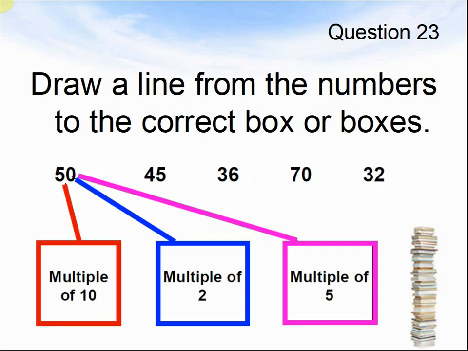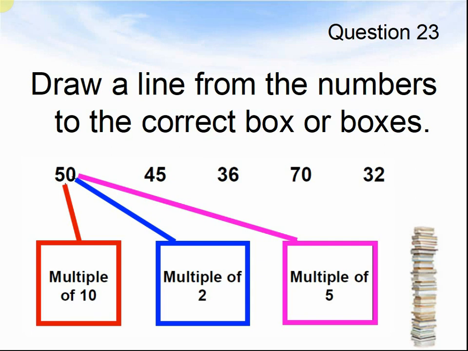Question 23. Draw a line from the numbers to the correct box or boxes. Is it a multiple of 10, multiple of 2, multiple of 5? Pause the video until you are ready to see the answers. And so each of these are the number properties for the 5 numbers: 50, 45, 36, 70 and 32. Pause the video and write down your answers.